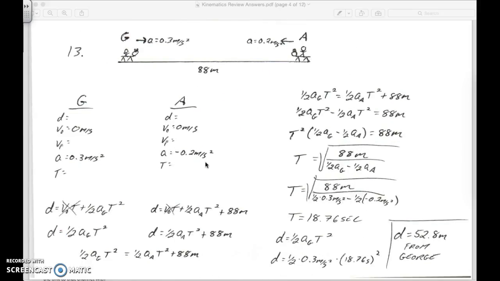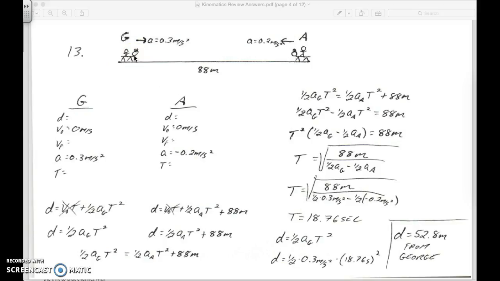Number 13. In a historical movie, two knights on horseback start from rest 88 meters apart. So you can see the distance written here in the picture. And they ride directly toward each other into battle. Sir George's acceleration, we're going to say this is George over here on the left, hence the big G, has a magnitude of 0.3 meters per second squared. Sir Alfred has an acceleration that has a magnitude of 0.2 meters per second squared. Relative to Sir George's starting point, how far away from Sir George will the knights collide?